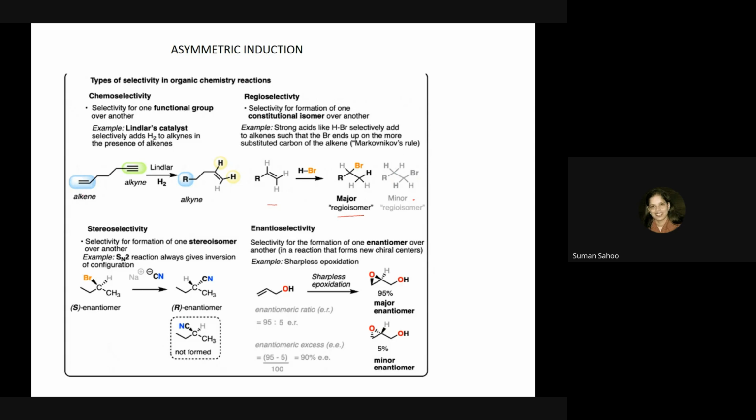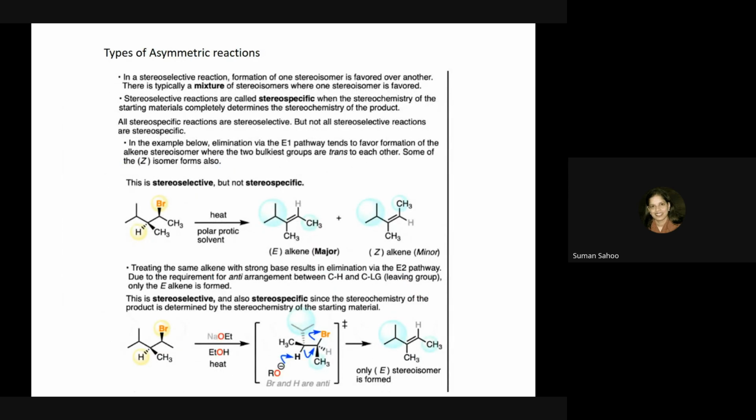And when one stereoisomer is formed selectively in preference to the other, then we get stereoselective. Again, this stereoselective can be if you are getting one enantiomer. For example, in Sharpless epoxidation, you are getting one major enantiomer, that is 95%, and the other is the minor enantiomer. So that is an enantioselective reaction. Sometimes you can get a stereospecific reaction. All stereospecific reactions are stereoselective, but not all stereoselective reactions are stereospecific.